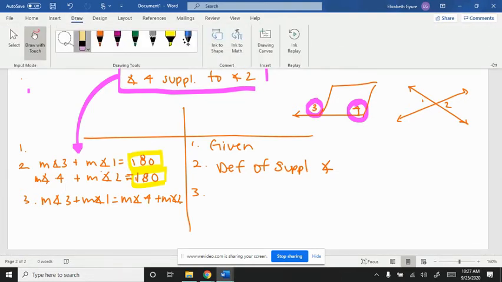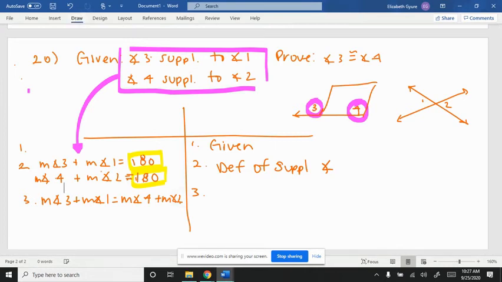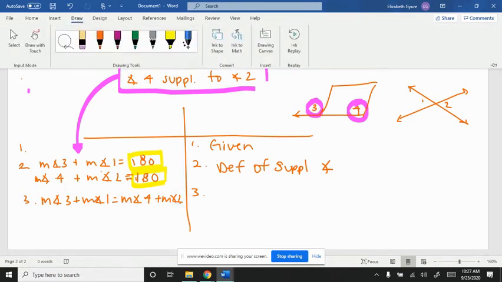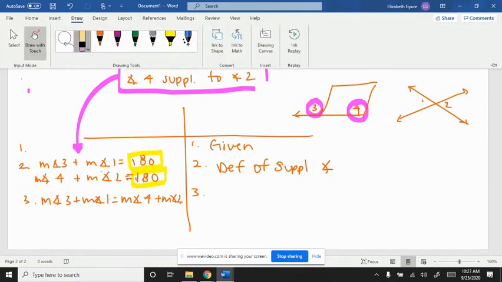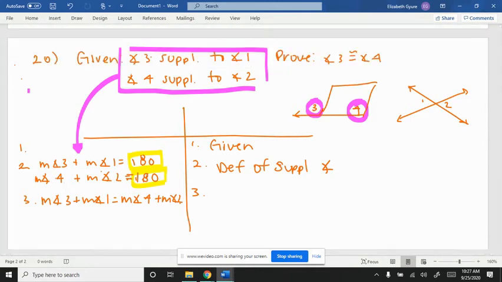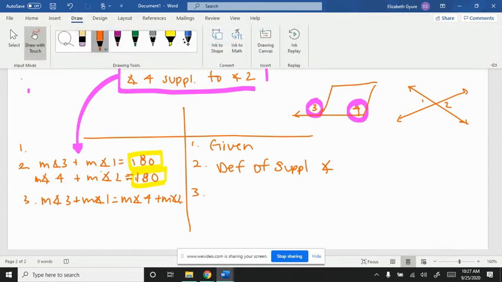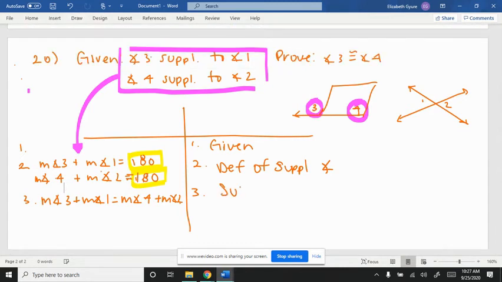Sure, substitution. It doesn't want to let me erase it. That's okay. Okay, yeah, substitution sounds good. I would also accept transitive there.